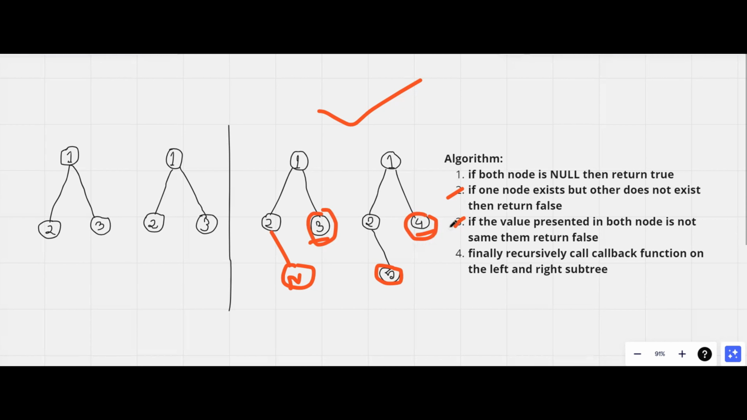Finally, we have to recursively call the function on the left and right subtree as well, which means suppose we are present at node 1 in both of the trees. So we have to recursively call the function on the left subtree and on the right subtree as well. So this is the algorithm. Now let us understand the code.